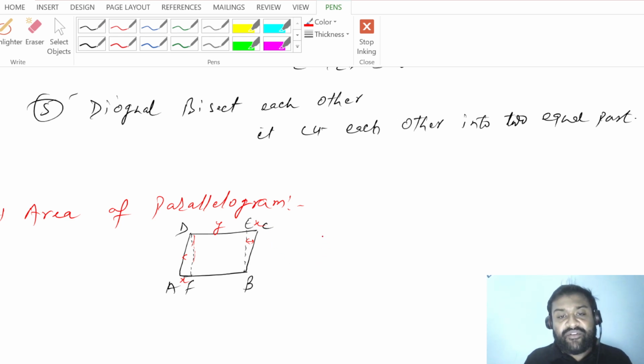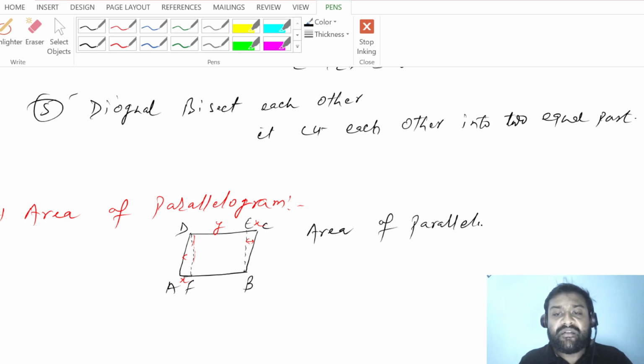So what will we find out? The area of the parallelogram. How will we find the area of the parallelogram?